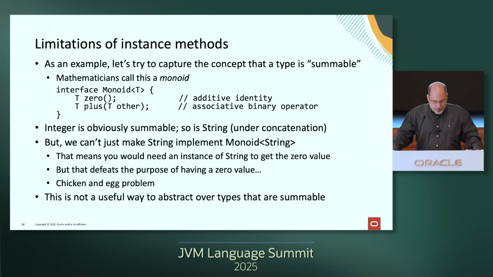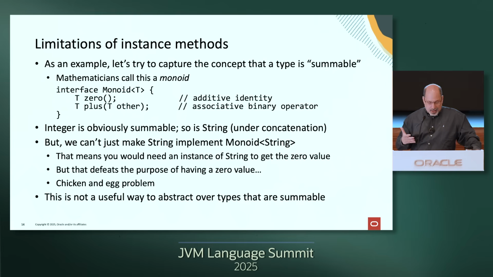There's a T-bearing value for zero. There's a T-bearing value for plus, and add some other thing. And some classes in the JDK that are obviously summable are Integer and String. But this interface is kind of useless. I can't make String implement Monoid<String>. Well, I can, but I can't use it effectively.